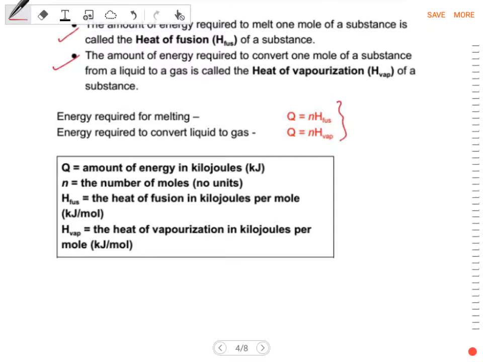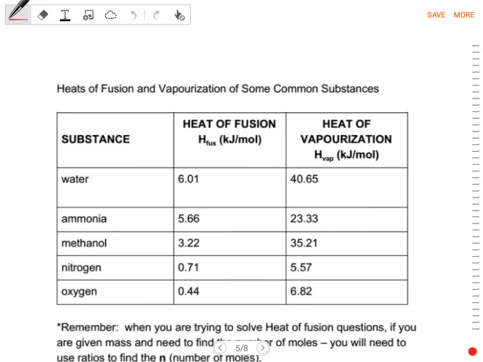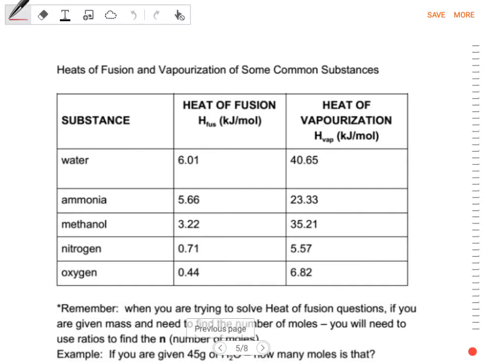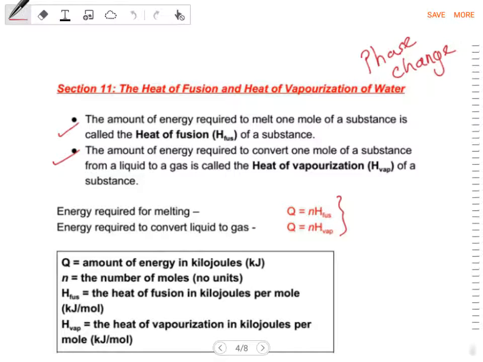N is number of moles, H, heat of fusion, vaporization, and so forth. So what you have to know is these are some values for you. So you have heat of fusion, heat of vaporization. Please remember, if we go back, heat of fusion is the amount of energy required to melt 1 mole of a substance. You have to melt it. So essentially, if we're dealing with water, the heat of fusion is you have to melt it. So you're taking ice and changing it into water.